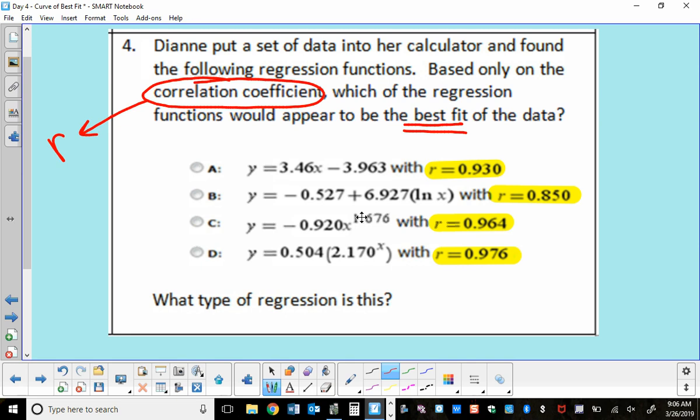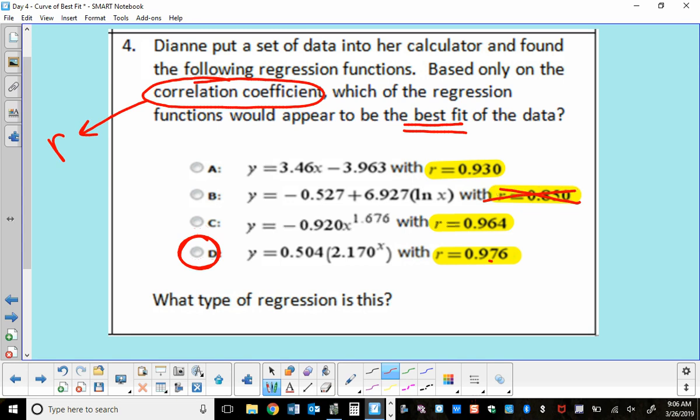What did you say, Michaela? D. D is the closest because it's 0.97. The others are 0.96, 0.85 is definitely out. 0.93, and so 0.97 is the highest.